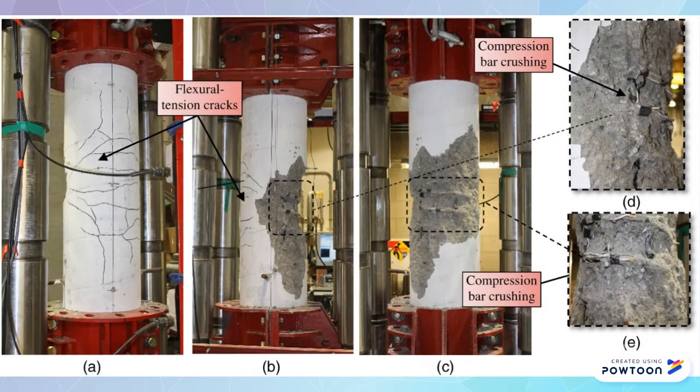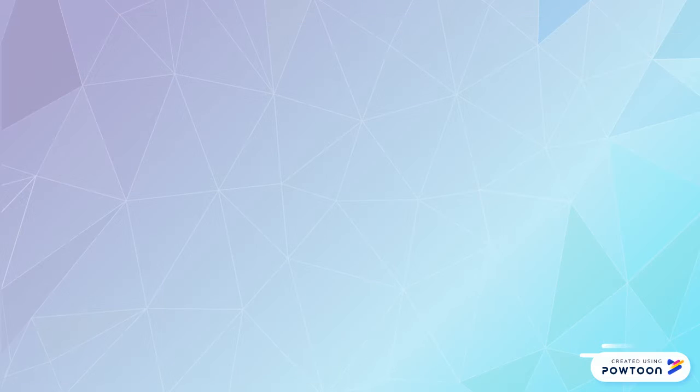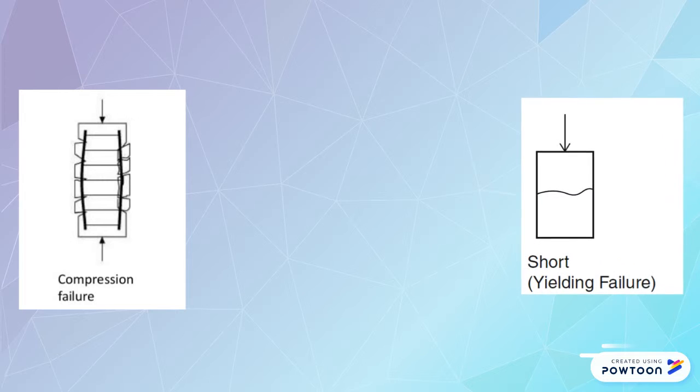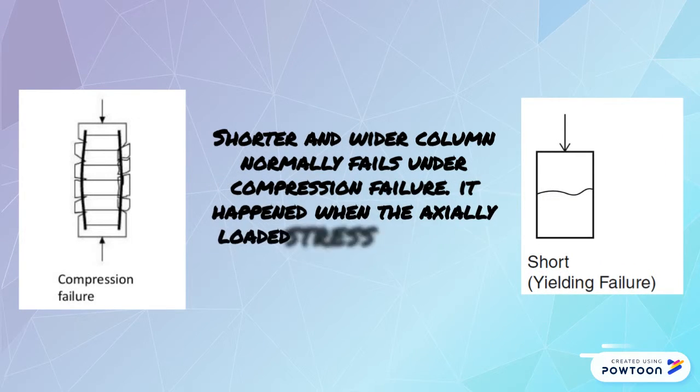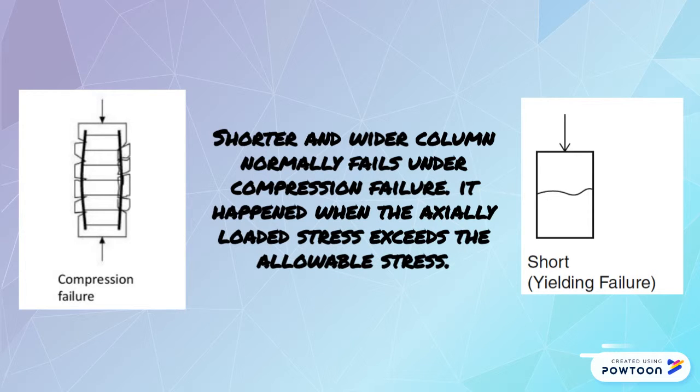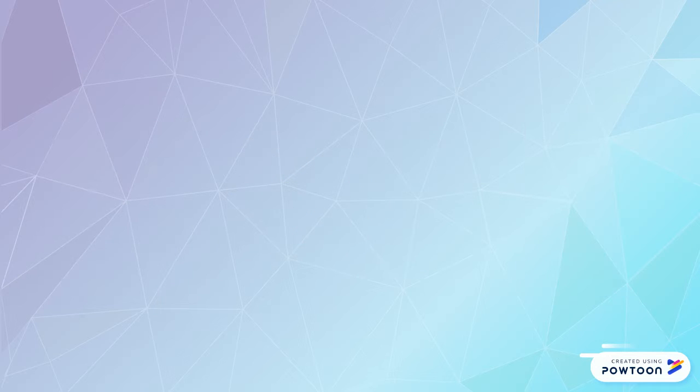To determine the column performance, a compression test is carried out on a universal testing machine. In the pictures given, it shows that flexural tension cracks and compression bar crushing occur simultaneously during the test. It concludes that shorter and wider columns normally fail under compression failure. It happens when the axially loaded stress exceeds the allowable stress.